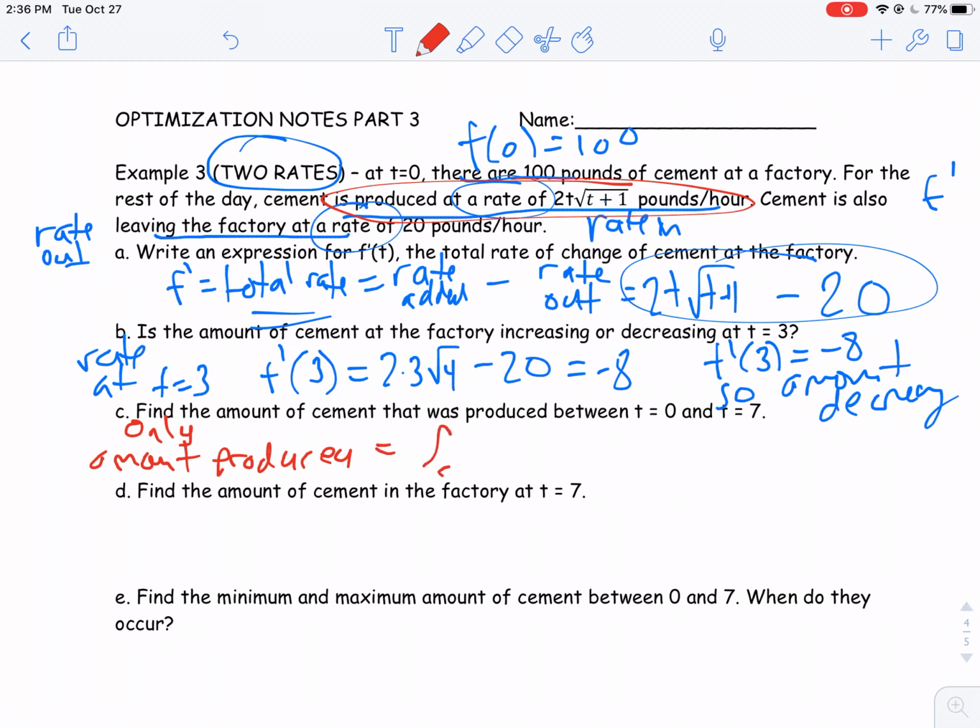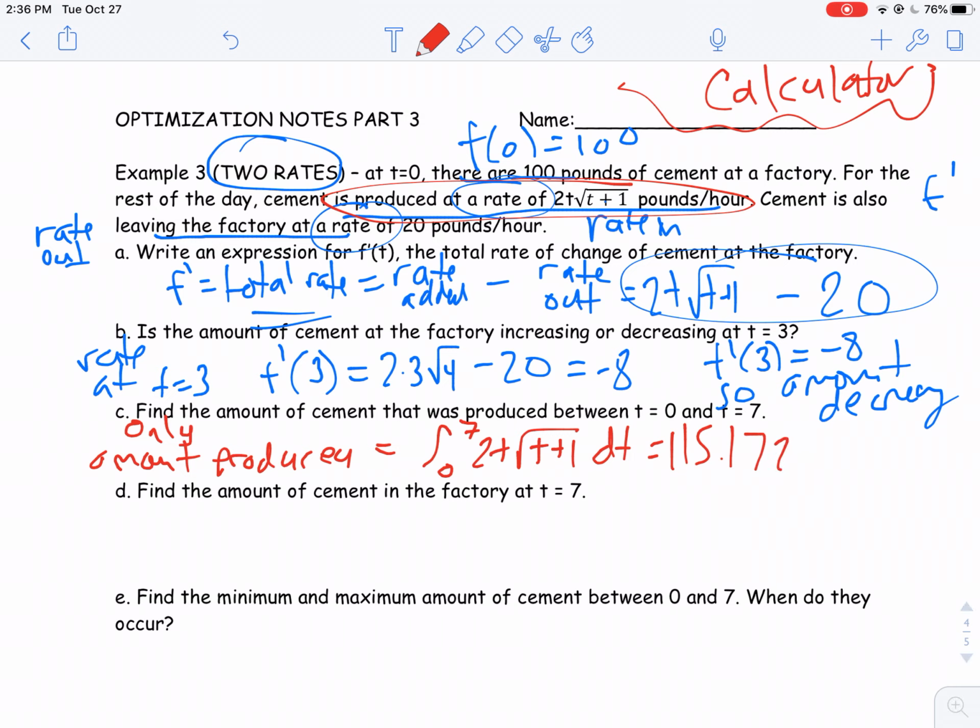So that's just going to become the integral from 0 to 7 of 2t square root t plus 1. I should have said this earlier, but like the last one, you are going to need a calculator for these problems, almost guaranteed. To do that integral, which you can do by hand, but trust me, it's not easy, we'll go ahead and do it on our calculator. So I'll just go ahead and math 9 it. I'm going to integrate 2x times square root x plus 1, where x goes from 0 to 7. And that gives me a total amount that was produced of 115.1789.